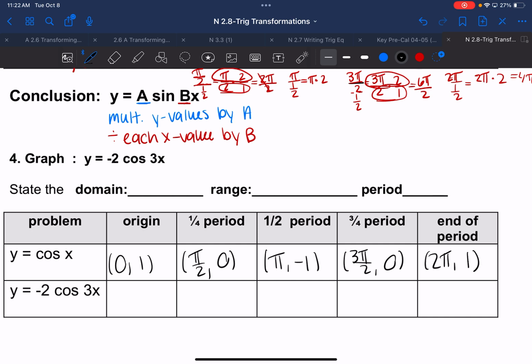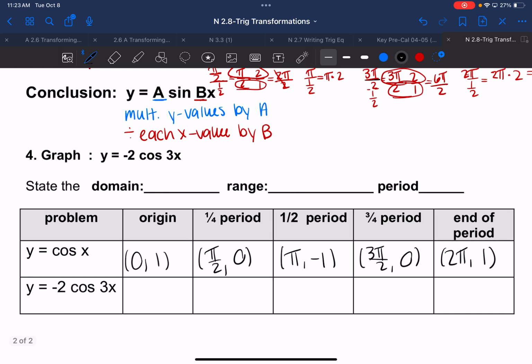Perfect. So I'm going to make these changes to this graph. So this one says we need to do a couple things, right? We've got this -2 out front, which means we're going to do what? Multiply the y's. Good. Okay. So multiply y by this number. And then I also have this 3 right here, which tells me we are going to divide x. Good.